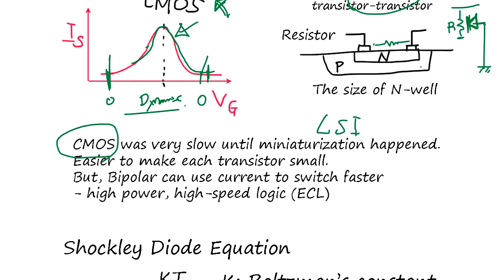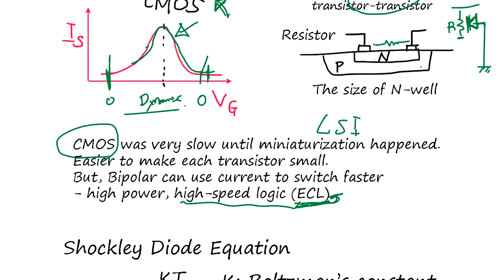Okay, but bipolar is still used for analog circuits and higher speed, extremely high speed, like ECL, emitter coupled logic, and this is for communication devices. It requires very fast speed, and bipolar is the way to go.